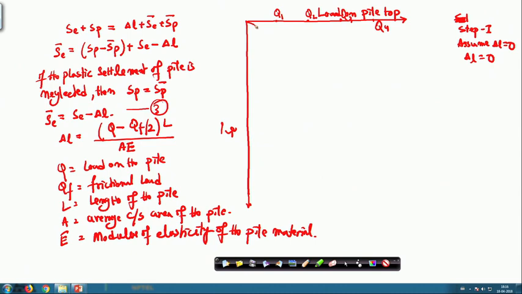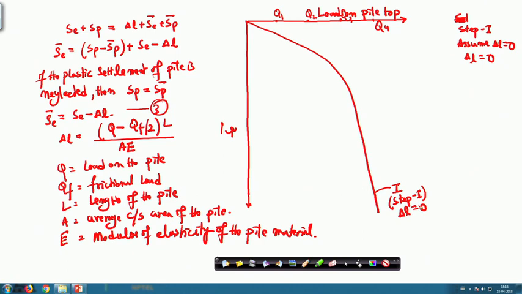So we will get this type of curve. This is my first curve, which I am getting from step 1, assuming del L equal to 0. But this is not the actual or correct curve, because I have assumed del L equal to 0, but there is definitely some del L value. So that I have to incorporate in the next trial. This is my first trial. I got this curve corresponding to Q1, Q2, Q3, Q4 and AC bar.